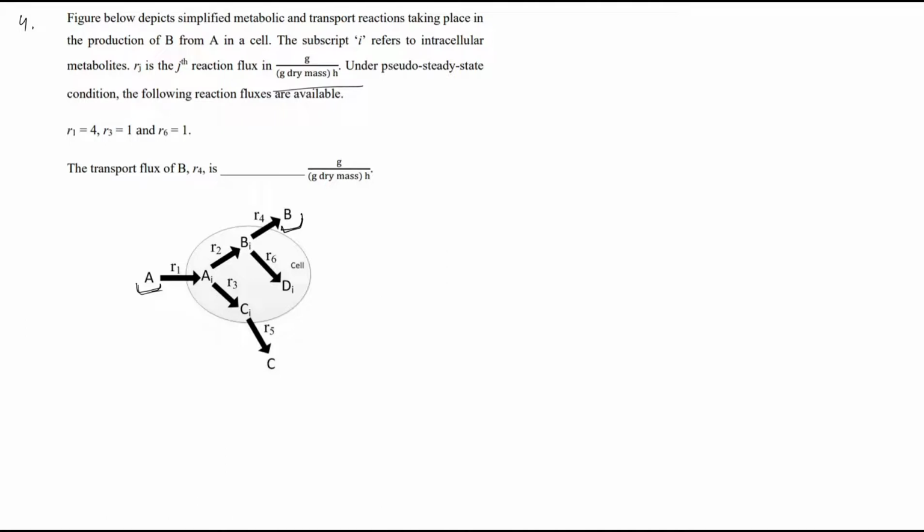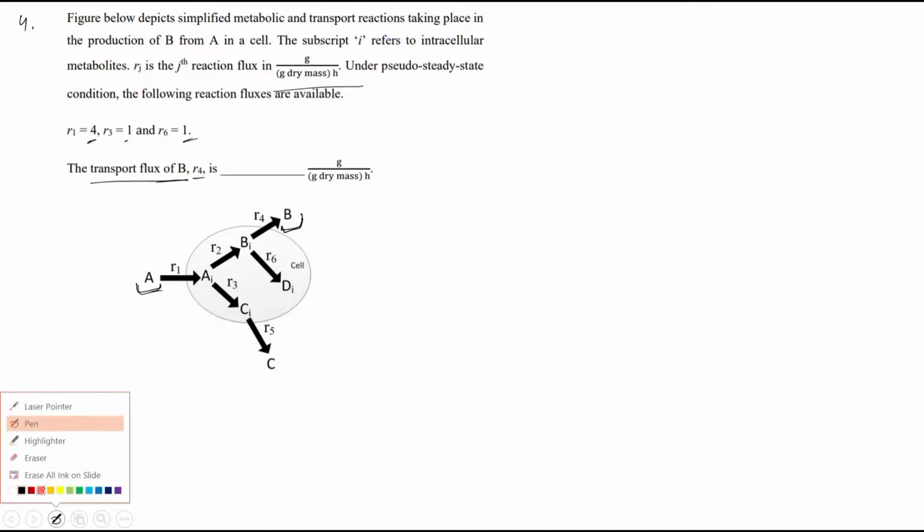Under pseudo steady state condition, the following reaction fluxes are available. So the R1 value is 4, R3 is 1, and R6 is 1. In the question, it is asking to find out the transport flux of B, which is R4, right?